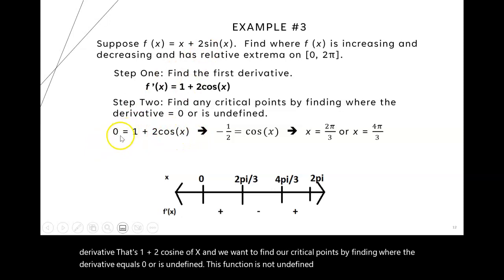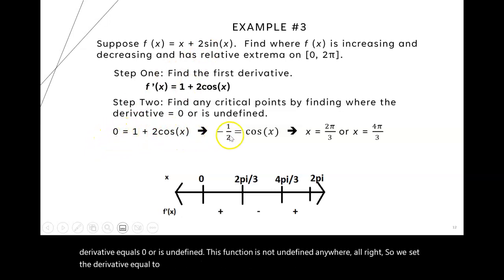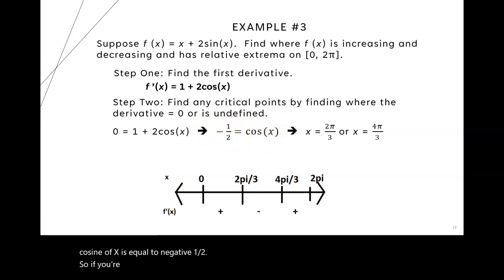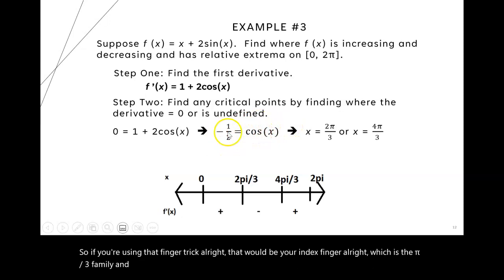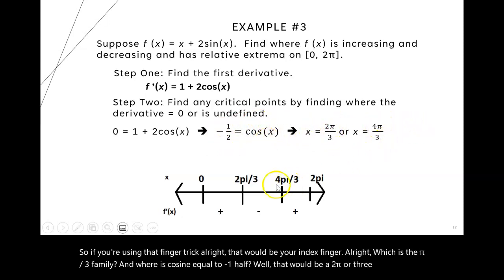All right, so we set the derivative equal to 0. Those will be our only critical points. And we need to figure out where cosine of x is equal to negative 1/2. So if you're using that finger trick, that would be our index finger, which is the pi over 3 family. And where is cosine equal to negative 1/2? Well, that would be at 2 pi over 3 and 4 pi over 3.